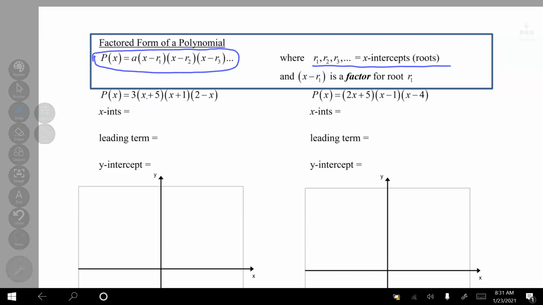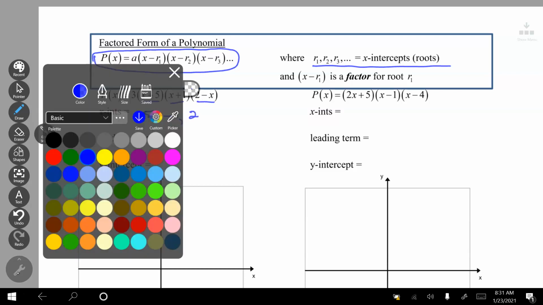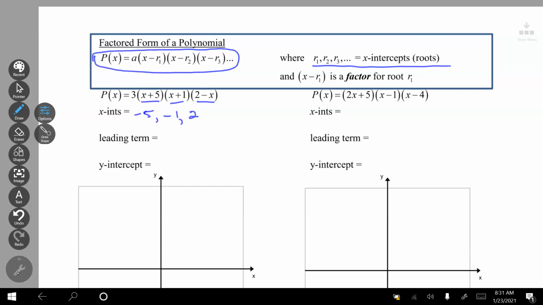So when I look at this, the x-intercepts, I see 3 x-intercepts here. Negative 5 is the first, negative 1 is the second, and you got to be careful here. It's backwards, but this x-intercept is 2. When I want to do the leading term, I'm going to multiply this out, and when I see this, I see a 3 up front. I see in the first parentheses an x. I see another x. I see then a negative x.